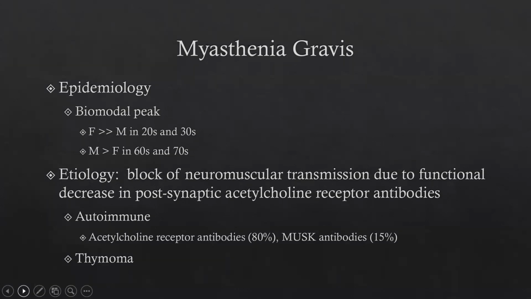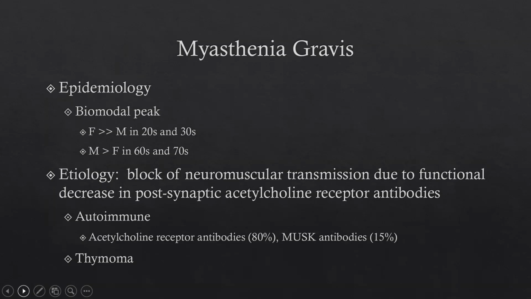So myasthenia gravis is really what you're thinking of. In terms of epidemiology, myasthenia gravis essentially has two peaks. The first one is in the 20s to 30s, where females are affected more than males. And then in the 60s to 70s, where males are affected more than females. The etiology of myasthenia gravis is a block of neuromuscular transmission due to a functional decrease in post-synaptic acetylcholine receptor function, and the blocking is via acetylcholine receptor antibodies.